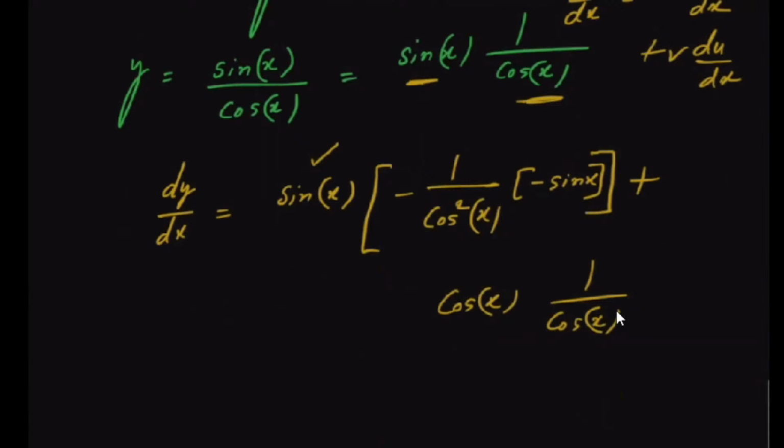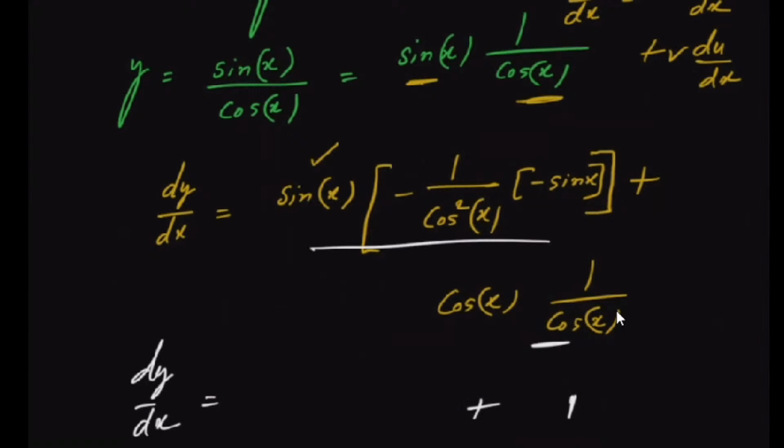Okay, now next step. In the next step I'll use a different color. So what is dy by dx? If you simplify, this part is 1 because cos x by cos x is 1, correct? And what about this part? This minus minus becomes plus, and there is sin x into sin x in the numerator, which is sin square x, and cos square x in the denominator. So sin square x by cos square x is tan square x, correct?